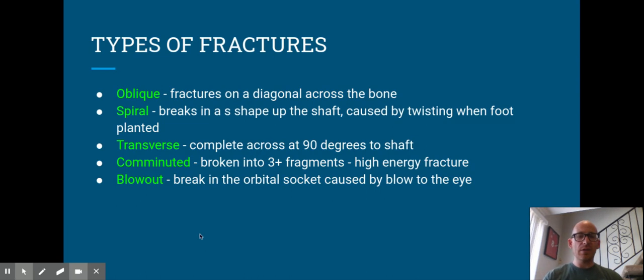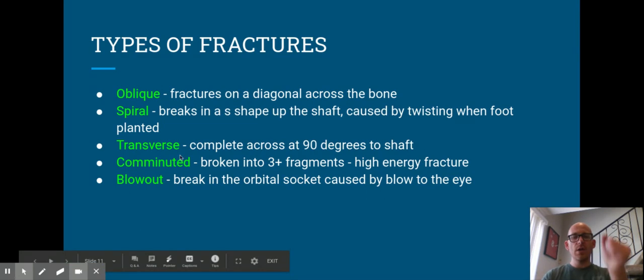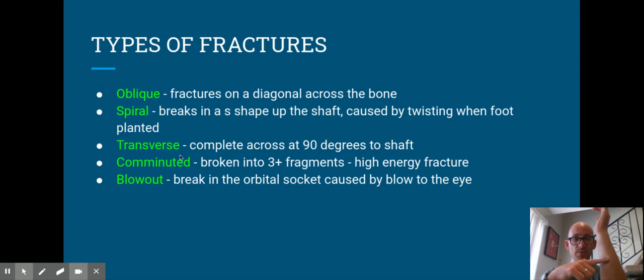This can occur with football athletes who are wearing long cleats in a wet field and their foot gets planted and stuck. Sometimes by basketball players as well because they have a lot of those twisting motions. Next up, we have transverse. This is a complete break at a 90-degree angle to the shaft. Okay, so if that's the shaft, transverse would be 90 degrees going across it.